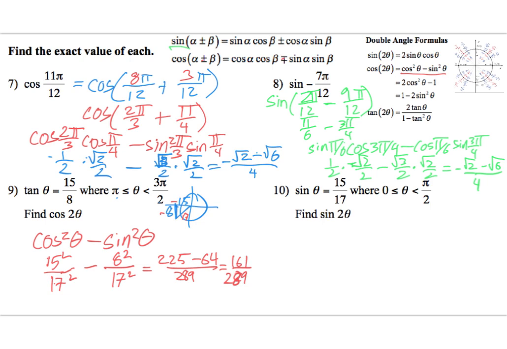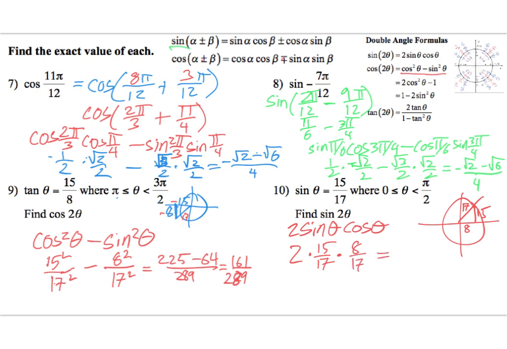For the next one, we're looking between 0 and pi over 2, so now we're in the first quadrant. 15 over 17, so that's going to be 15, 17. Happens to be the same triangle we just had. That means x is going to be 8. Those are all positive. Sine of 2 theta is going to be 2 sine theta cosine theta. So we've got sine theta 15 over 17. Cosine theta would be 8 over 17. That's going to be 2 times 15 is 30, times 8 is 240, over 289.